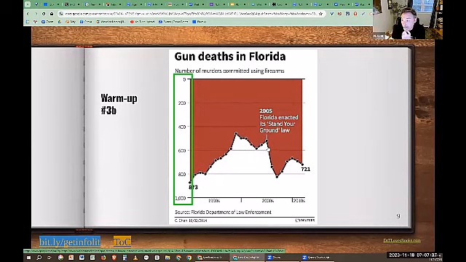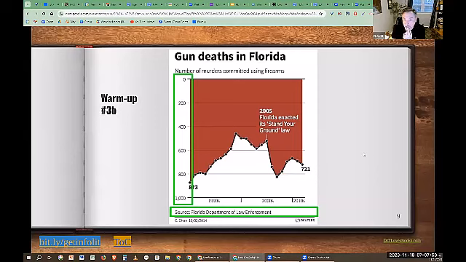But in actuality, deaths shot way up, especially if you look at how they were trending down in small increments, small increments, small increments. We get here, they blast way back up. And if you look at the source of this, it's the Florida Department of Law Enforcement. And this was shared out by Reuters.